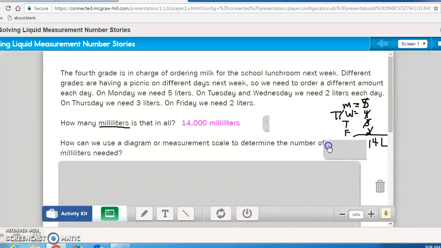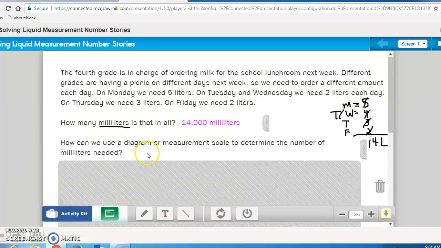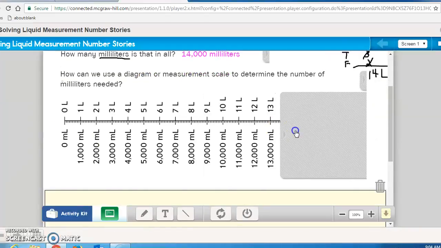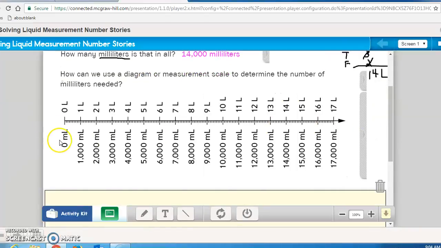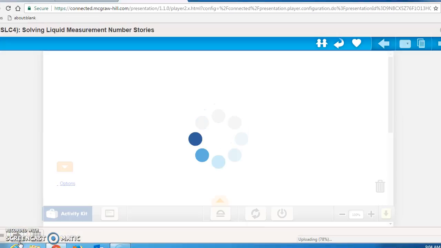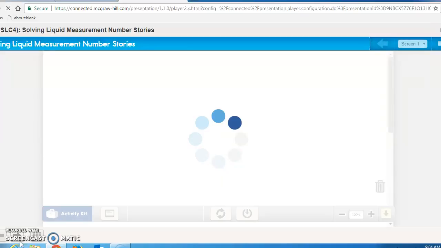How can we use the diagram or measurement scale to determine the number of milliliters needed? Well, remember, you have that diagram or measurement tool. You should have gone down to the 14 liters, looked across from it, and saw that your answer was going to be 14,000.